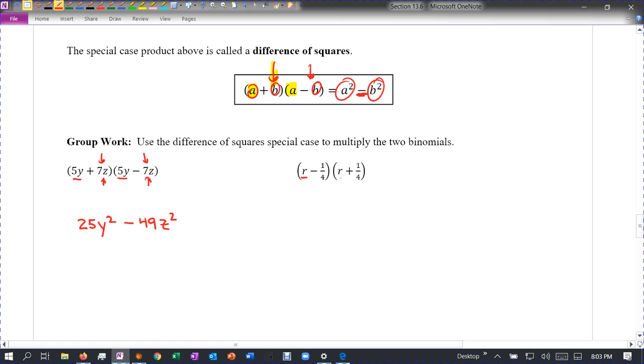Here, same thing, the r's match, and then these two are opposites, so I'm going to have r squared minus, and then I have to do 1/4 times 1/4, and I'm multiplying that straight across, you get 1/16. So I put here 1/16.